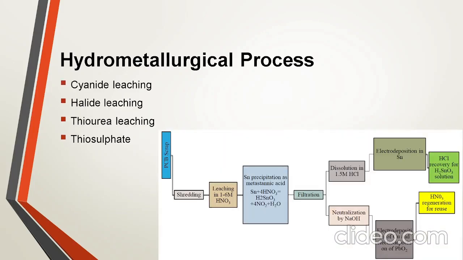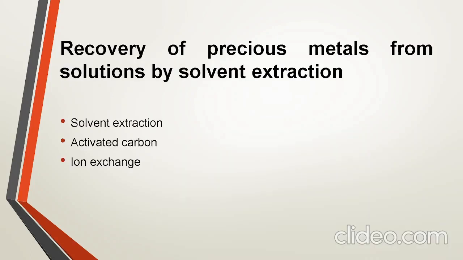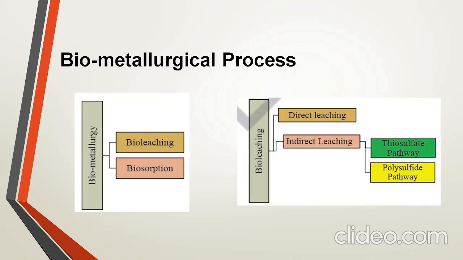In this way, we have various types of leaching using different chemicals: cyanide leaching, halide leaching, thiourea and thiosulfate leaching. And by solvent extraction, we can recover the precious metals by activated carbon, ion exchange, etc. These two are the physical and chemical processes of extracting the metals from e-waste.